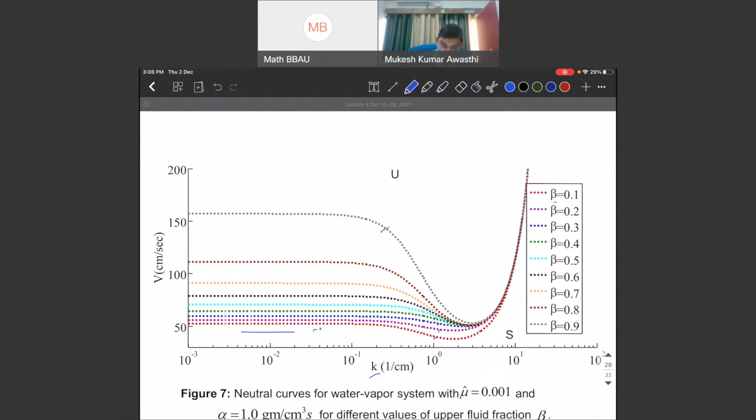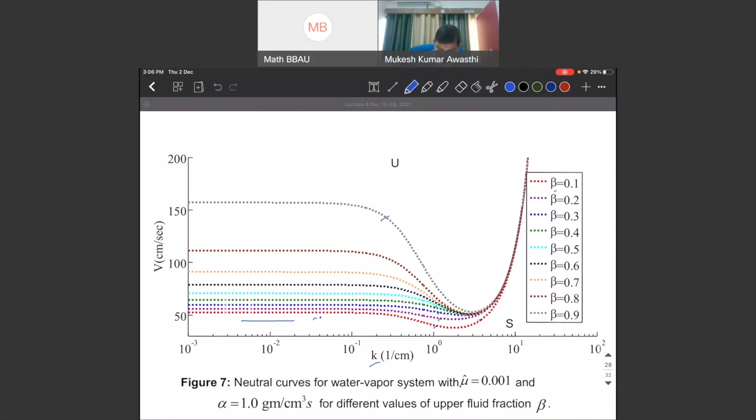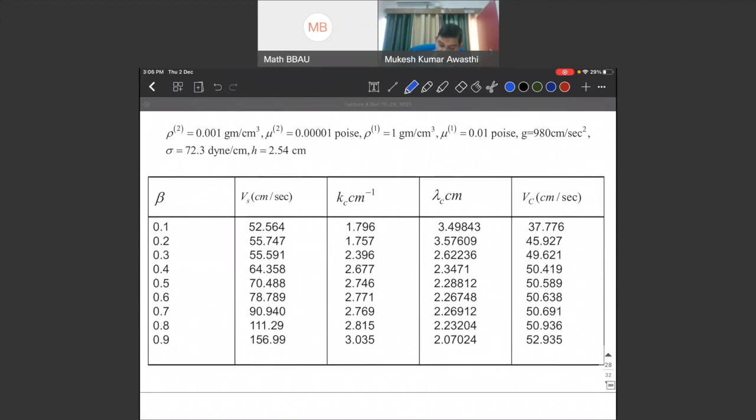The stable region increases, and so the vapor fraction has a stabilizing effect on the interface when the interface is unstable due to the relative velocity. It is because when the vapor fraction increases, the water fraction will decrease. In that case, more vapor fraction will give more inertia force to the interface, and the perturbation growth will be slow.